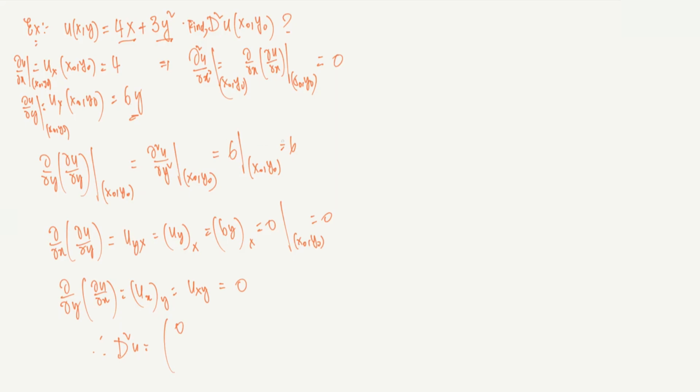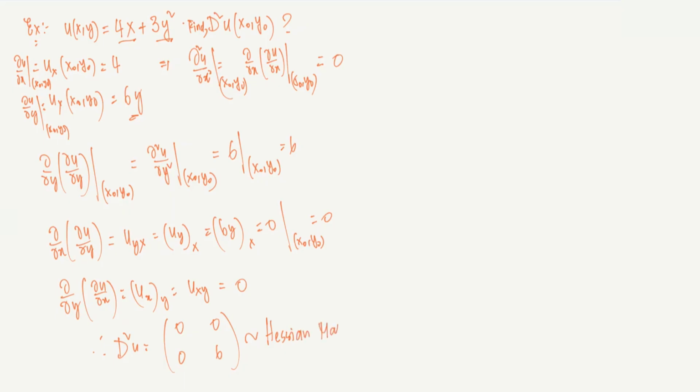Del u, okay, 6? Okay, yeah, no mistake, C, sorry. uxx, uxy is 0, uyx is going to be 0, and then uyy is going to be 6. So basically, this is your Hessian matrix. We call it a Hessian matrix.